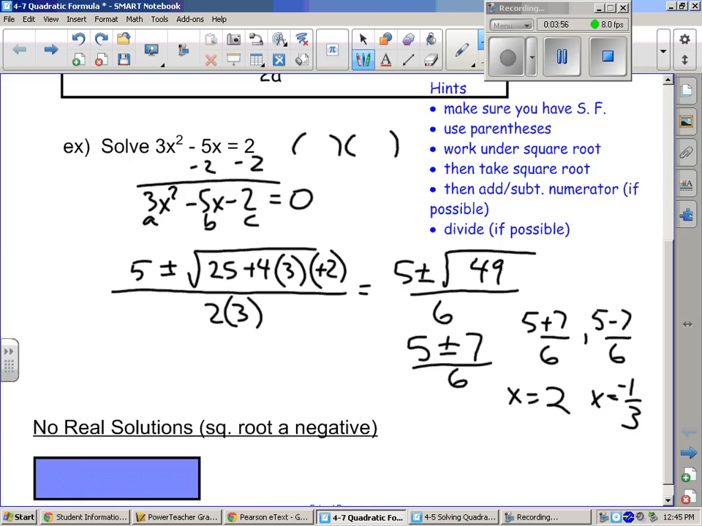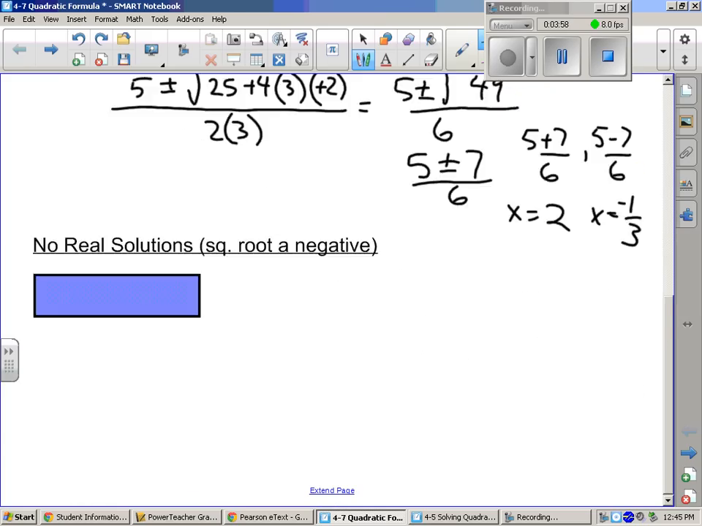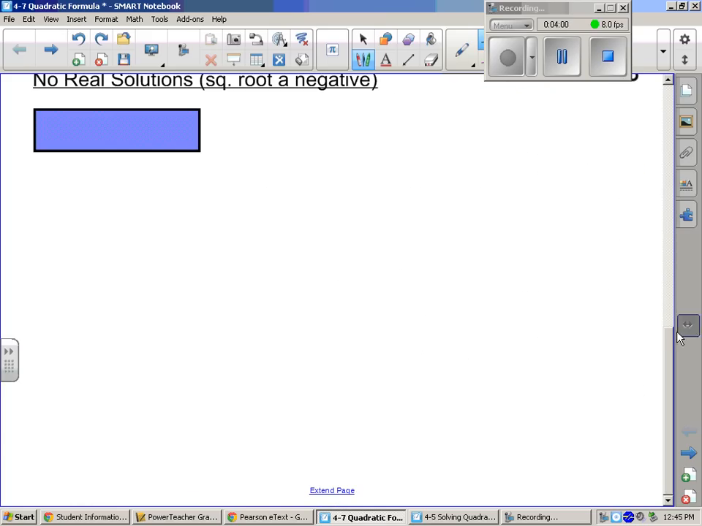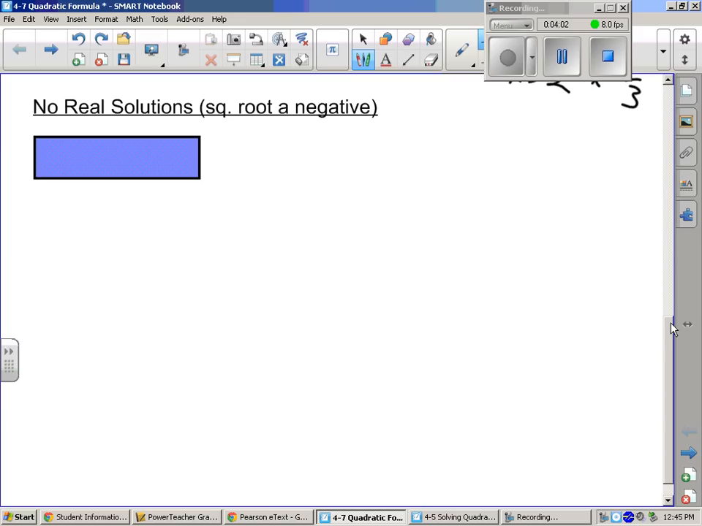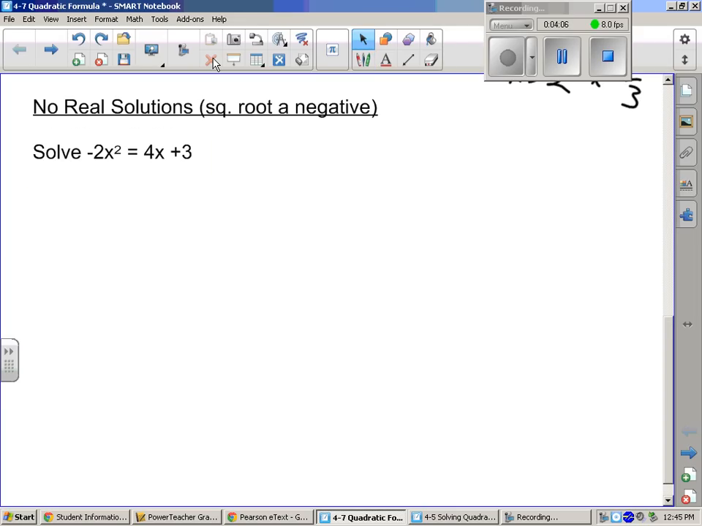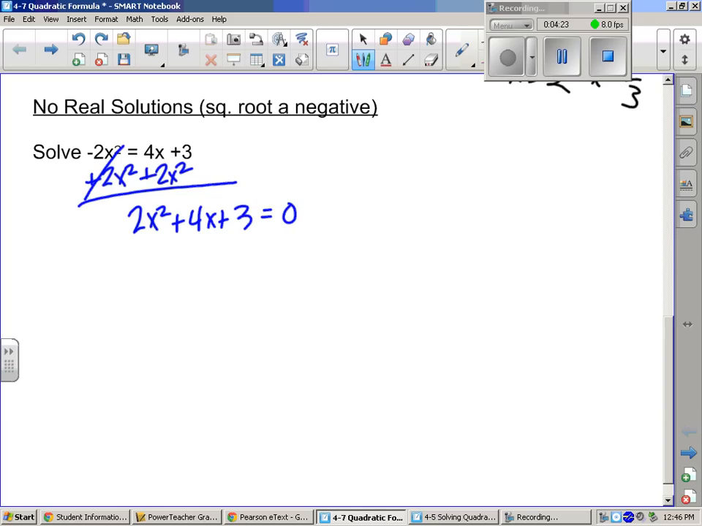All right, let's look at this next one. Something special we're going to find out about this one. Again, it's not in standard form, so we need to make sure that it gets there. And I want positive A's, so I'm moving the 2x squared to the other side. That'll give us 2x squared plus 4x plus 3, and I'm going to throw my 0 on this end because I'm used to that. A, B, and C.